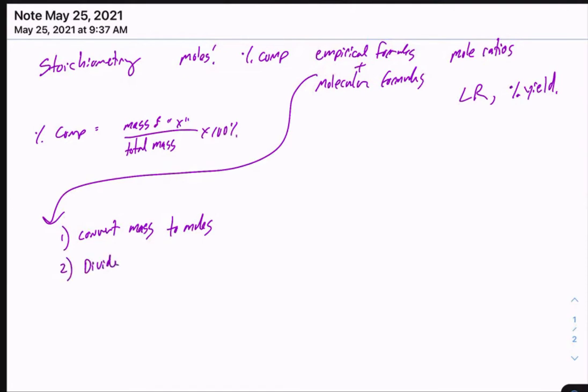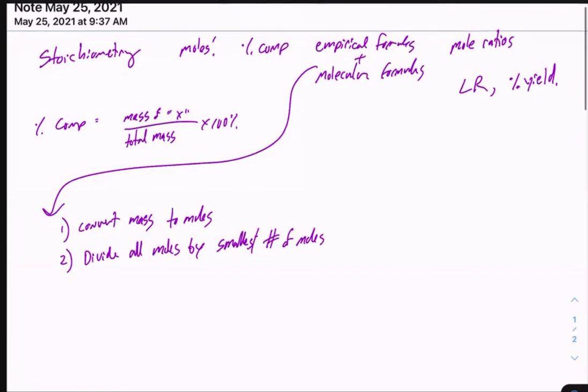And then second, you're going to divide all moles by the smallest number of moles. And that's going to give you ratios. These ratios may not necessarily be integers, right? They might be fractions, in which case you need to resolve those fractions by multiplying them all by some common number, right?